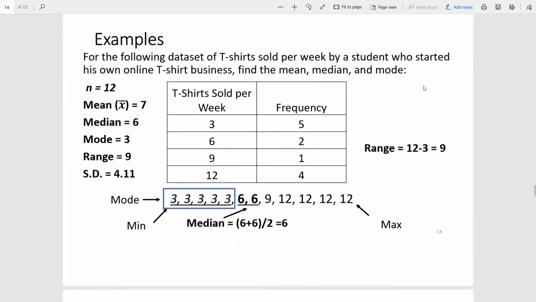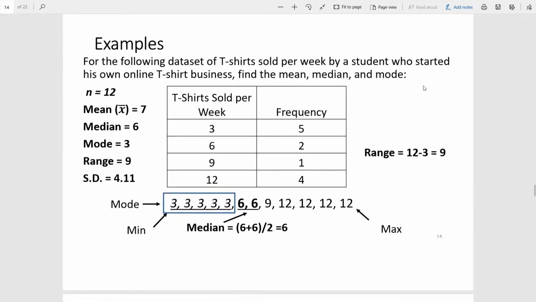Now let's do some examples. We've got the following data set of t-shirts: how many are sold per week by a student who started his own online t-shirt business? We want to find the mean, median, and mode. And we're also going to calculate the standard deviation. But here is a chart.